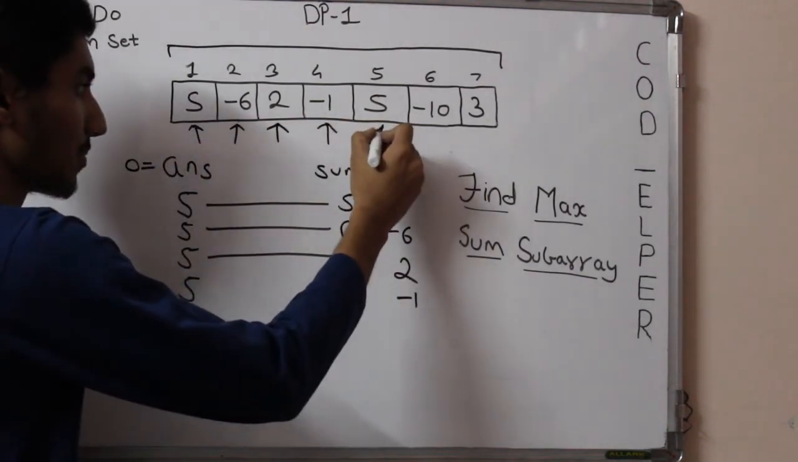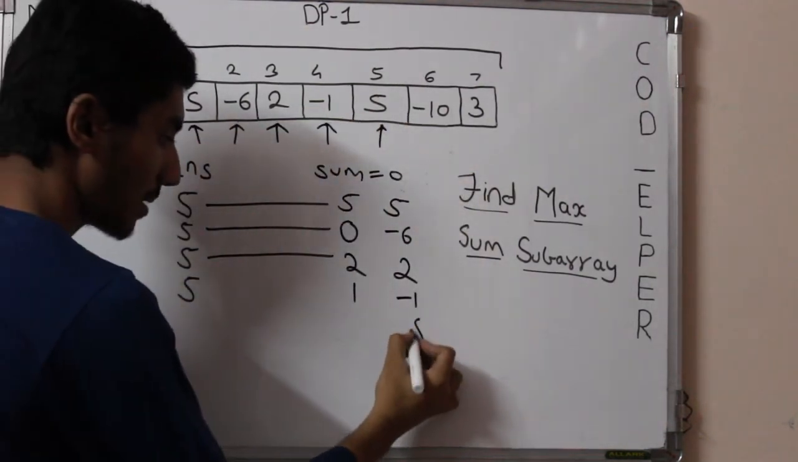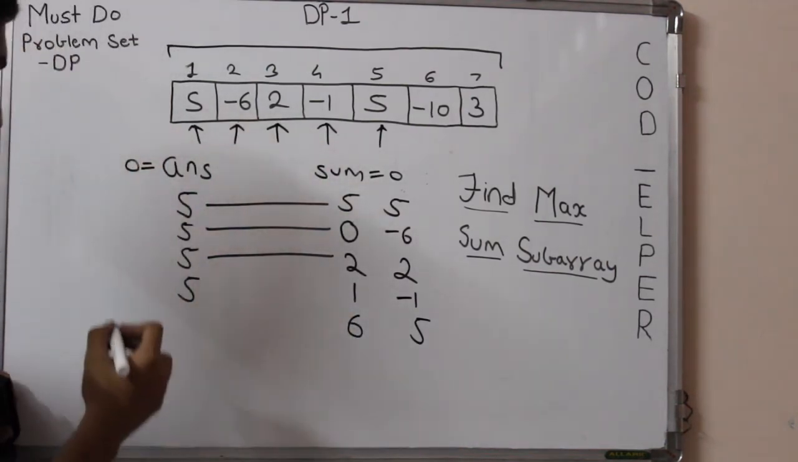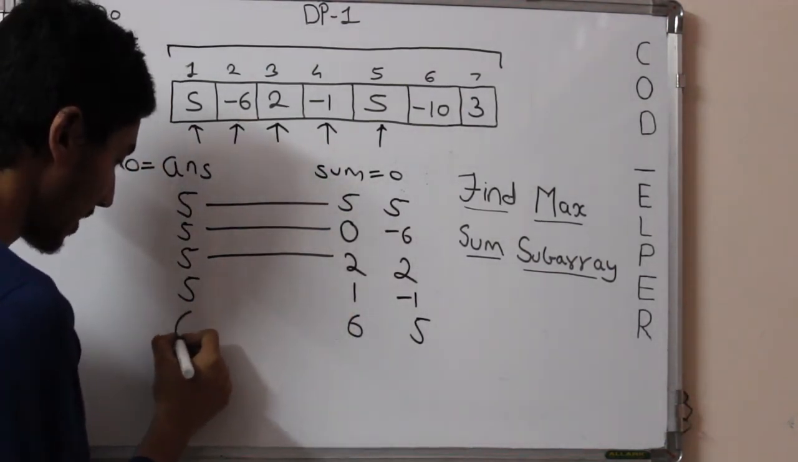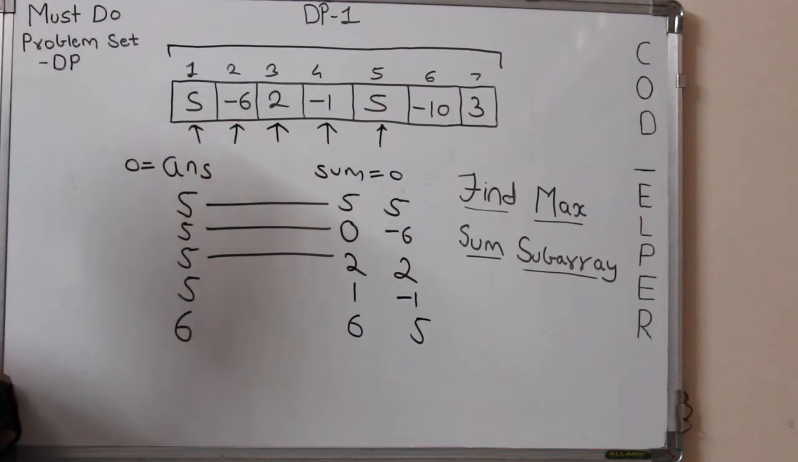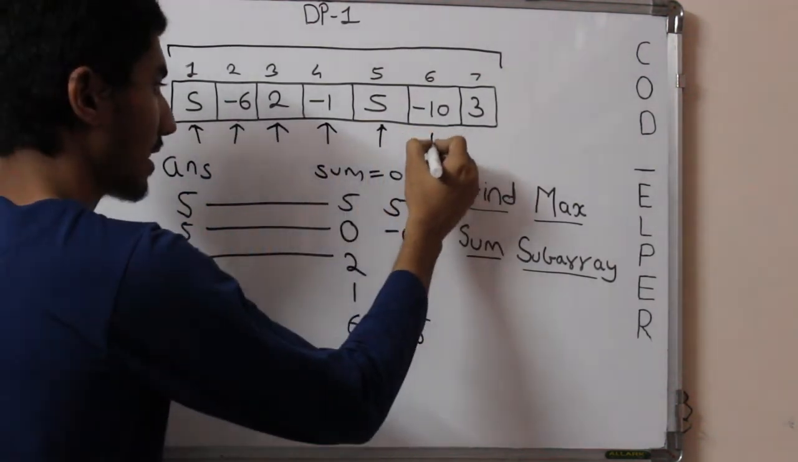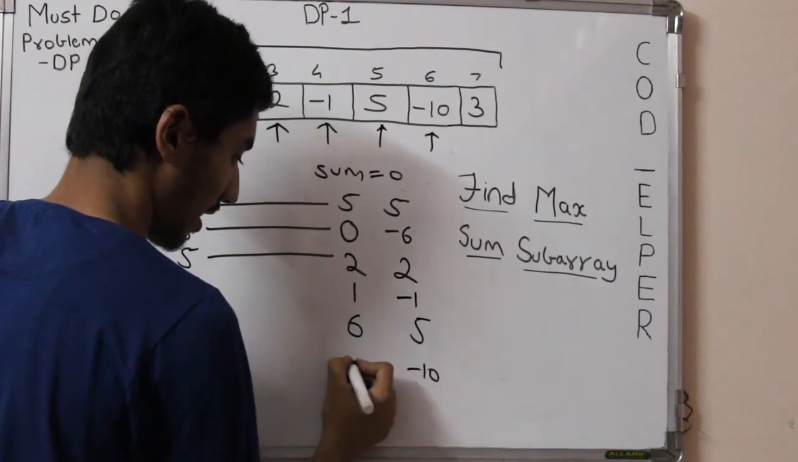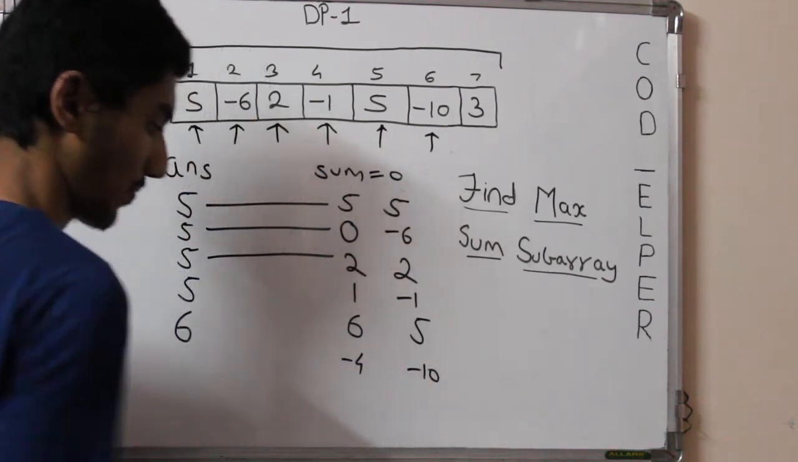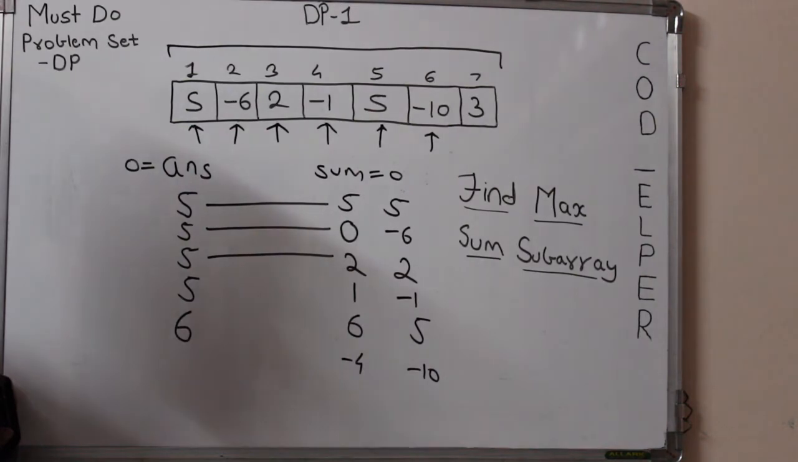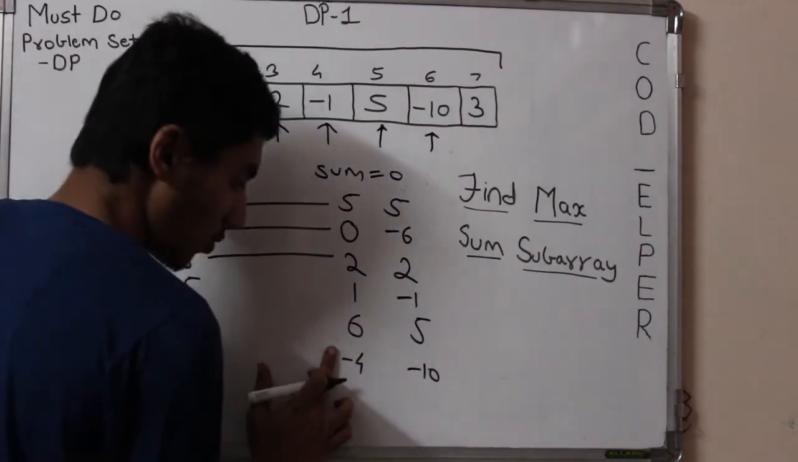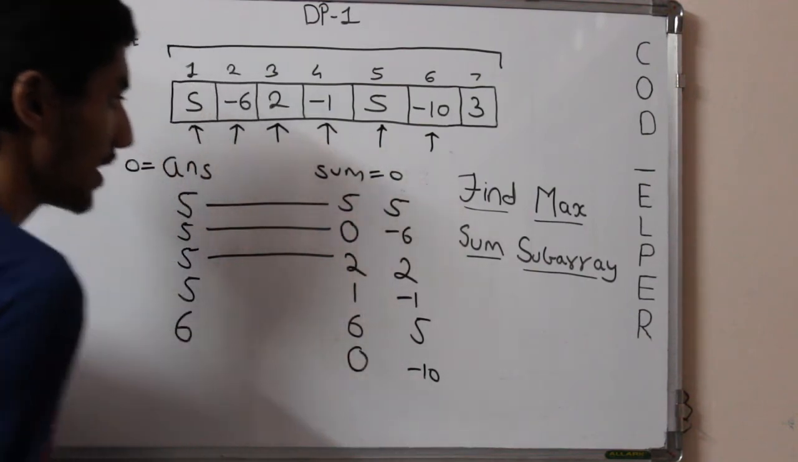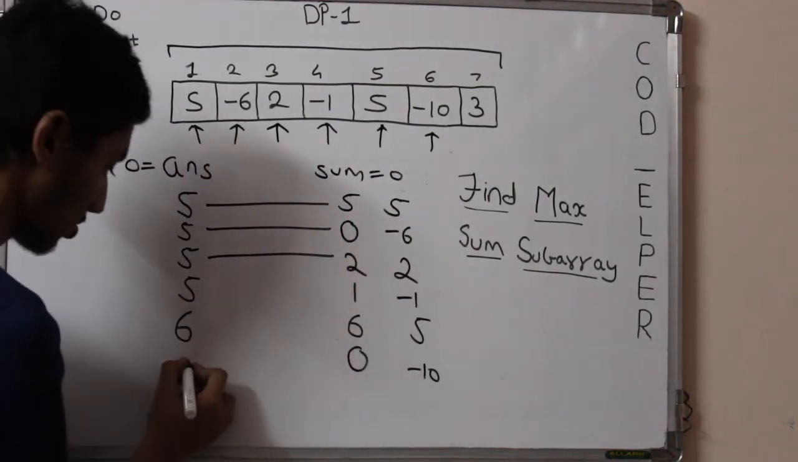Add the next element. On adding the next element, our sum becomes 6. Is sum greater than answer? Yes. We will make answer equal to sum. Adding the next element, on adding minus 10, our sum becomes minus 4. But here is the same condition. Now we have to again make our sum equal to 0. Is sum greater than answer? No.